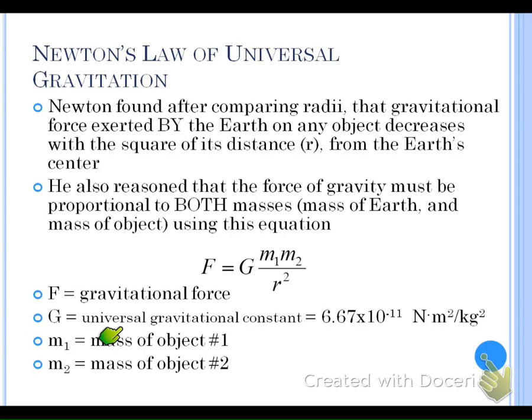G is what we call the universal gravitational constant, which is 6.67 times 10 to the negative 11. That's a constant, which means that's what its number will always be. G will always be 6.67 times 10 to the negative 11th. It's got a lot of these units here. These units are what we need anytime we're solving one of these equations. Our distance or our radius has to be in meters. Our masses have to be in kilograms. Then the M1 and M2 are just the mass of each of those objects.